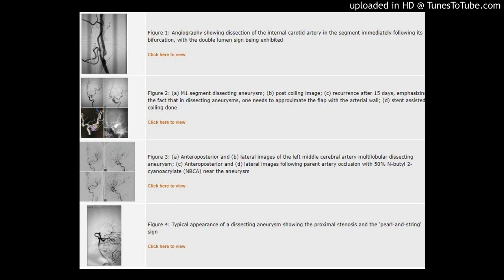Endovascular treatment includes proximal occlusion of the parent artery using materials, Figure 3, using coils or detachable balloons, trapping of the diseased vessel proximally and distally, or surgical distal bypass followed by parental vessel occlusion. Reconstructive techniques involve preservation of the parent vessel using stent-assisted coiling, as in Figure 2, or vessel remodeling using flow diverters with or without coiling.